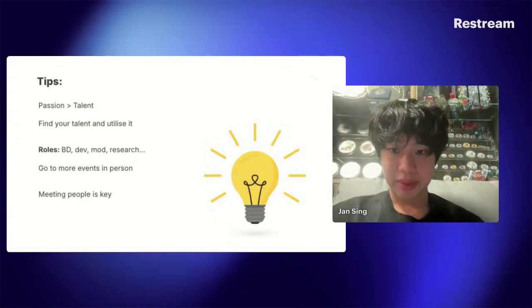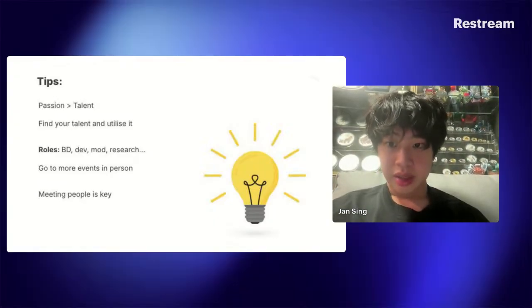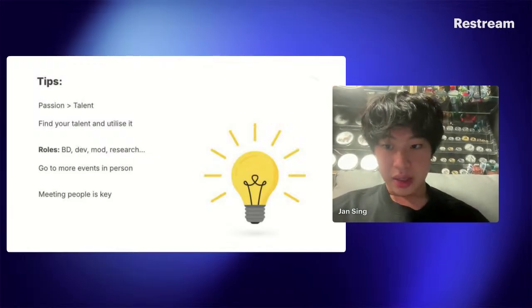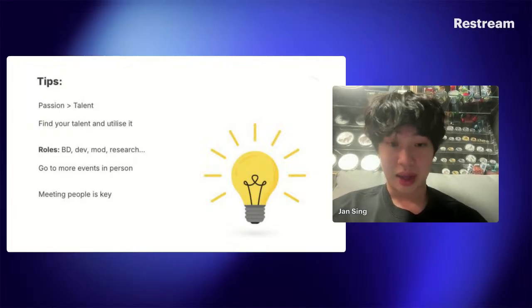Therefore, passion matters much more than talent. Find your passion, get a talent, and utilize it. And roles include business development, backend developer, community moderator, research. But I would say business development is huge.